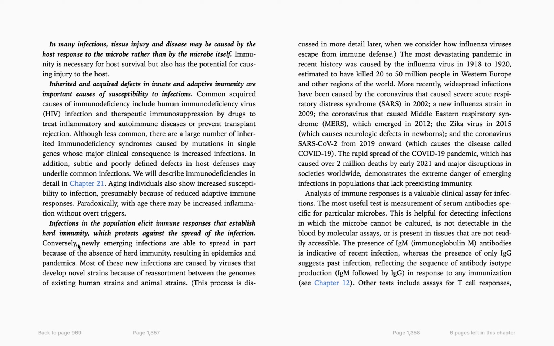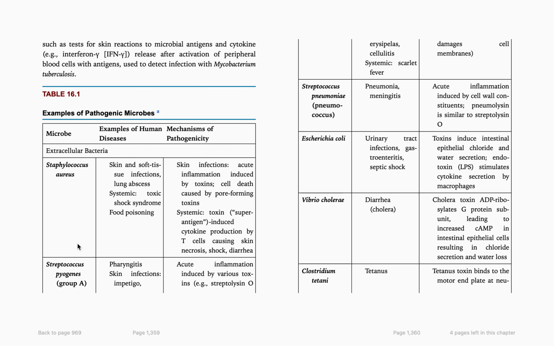Other tests include assays for T cell responses, such as tests for skin reaction to microbial antigen and cytokines, e.g. interferon gamma released after activation of peripheral blood cells with antigen, used to detect infection with Mycobacterium tuberculosis. So, examples of pathogenic microbes.